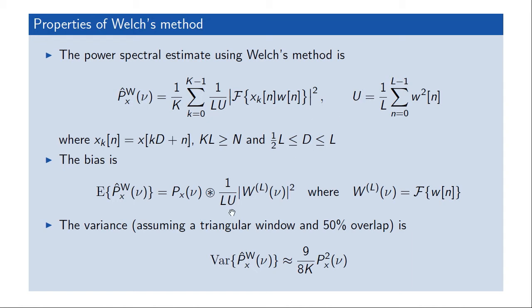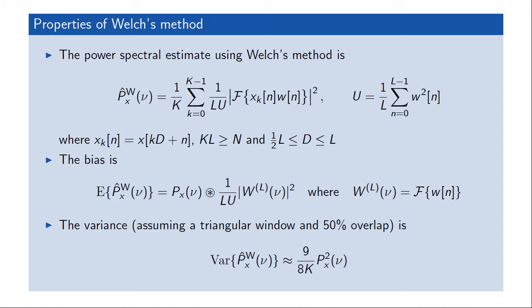One can show, and this was shown in Welch's initial paper on the Welch estimator, that the variance of this estimate is given by 9 over 8 times the number of blocks that we have, assuming a triangular window and 50% overlap. And if one looks at this 9 over 8, it seems like the variance is larger than the one for Bartlett's method. But the thing to remember here is that using Welch method, allowing for overlap, allows us to have more blocks than what we could in Bartlett's method.